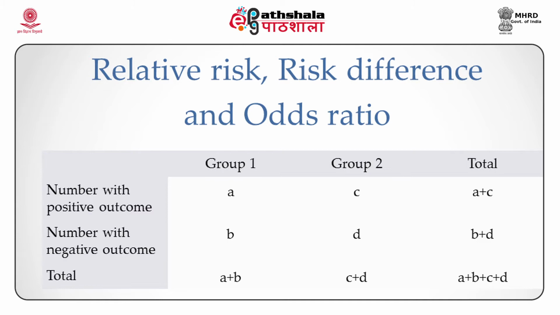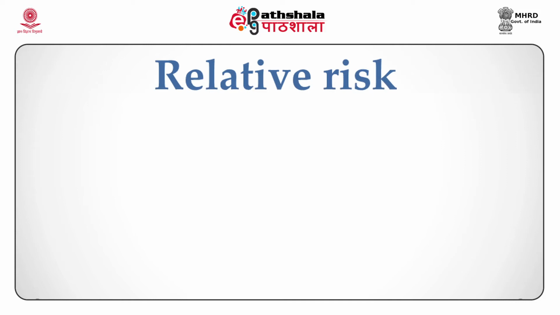Having been given this table, we wish to compare group 1 and group 2 in terms of the chance of developing the positive outcome. So again, if we go back to our example of smoking and lung cancer, we would want to see if the incidence of lung cancer is different for smokers and for non-smokers. The title of this slide is Relative Risk, Risk Difference, and Odds Ratio. And these are just 3 of the measures which we can use to find exactly this.